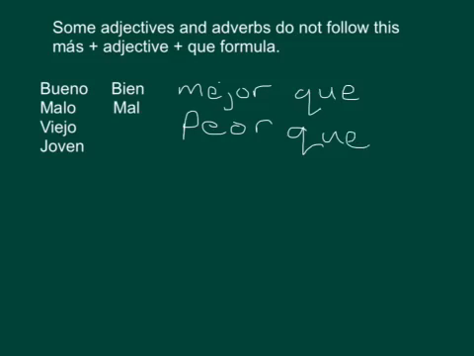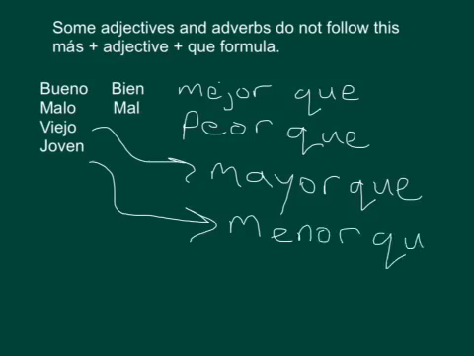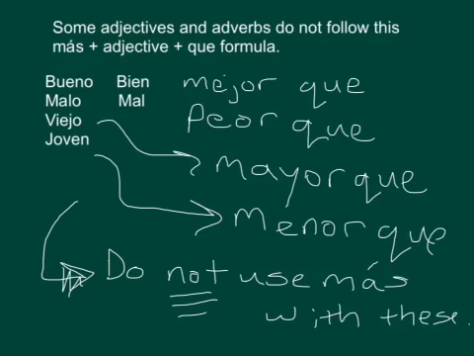And then for viejo, you already know the word for older, which is mayor. Older than. And you already know the word for younger, menor. Okay. So you have to remember not to use más with these. Do not use más with these, because otherwise it's saying like more bad or more good or more old, and that's just not the right way to talk.